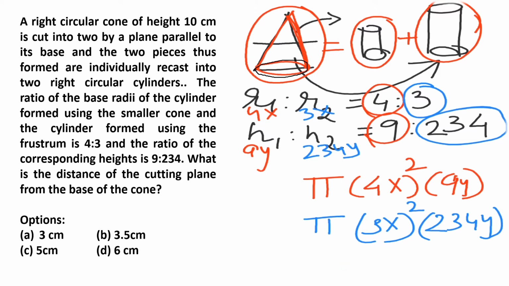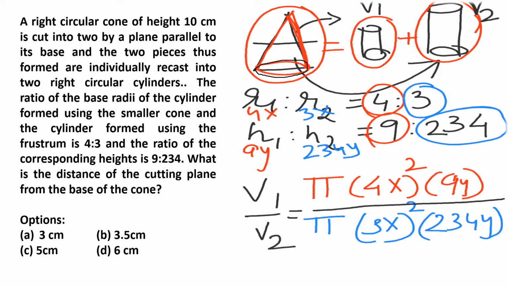Let me call the volume of the smaller cylinder V1 and the volume of the bigger cylinder V2. V1 is from the smaller piece of the cone and V2 is from the frustum. So V1 by V2 is equal to this by this. And while solving this, I'll definitely get what? See, y gets deducted. This is basically 4 squared, 16x squared, and 3 squared, 9x squared. Now x squared will be deducted. So ultimately pi is also gone.